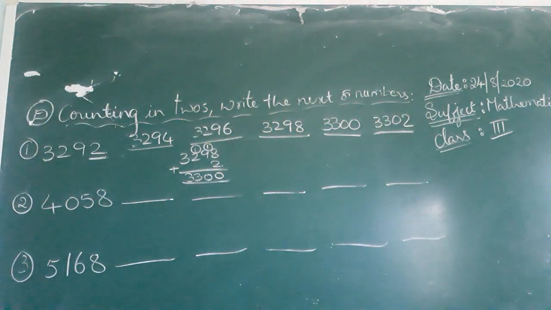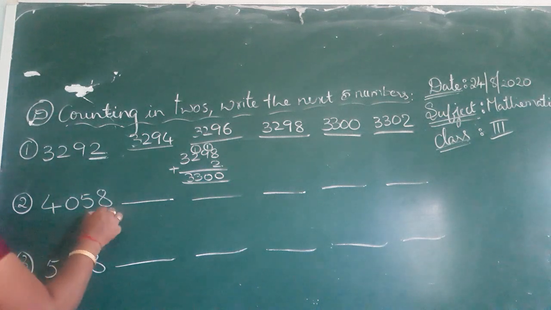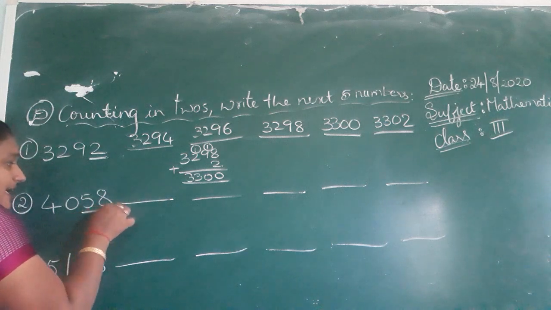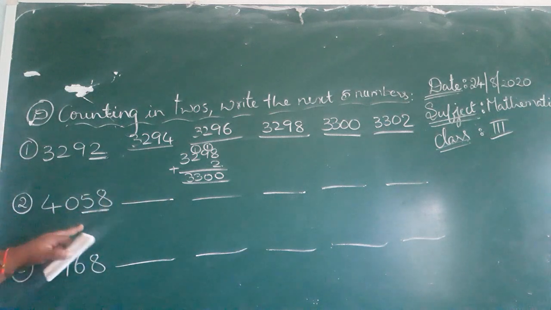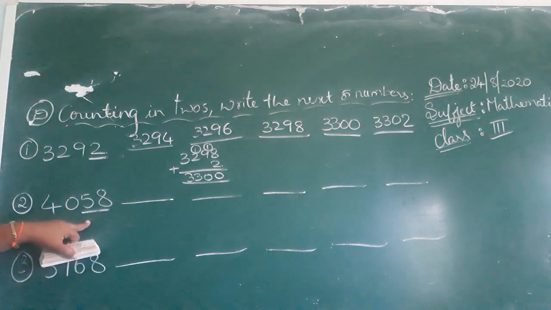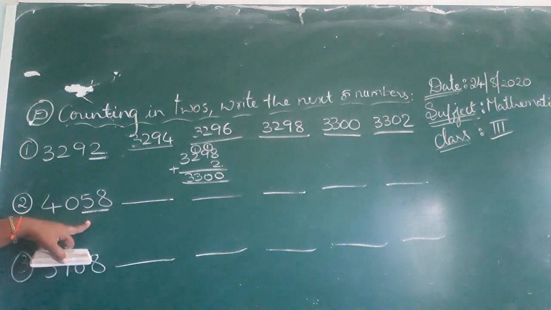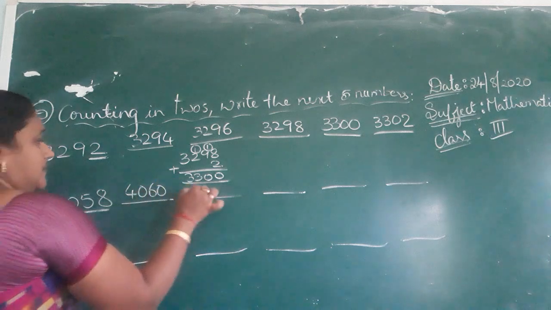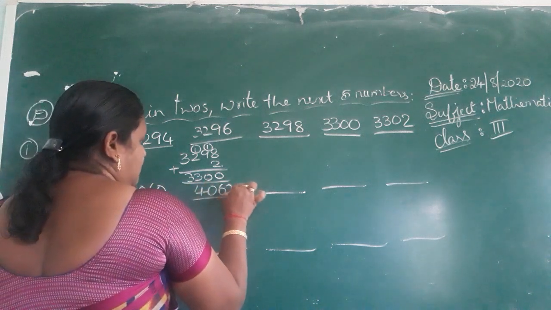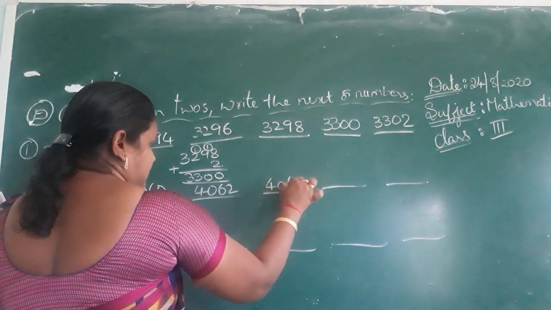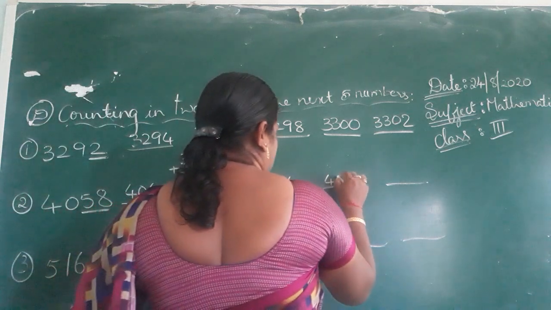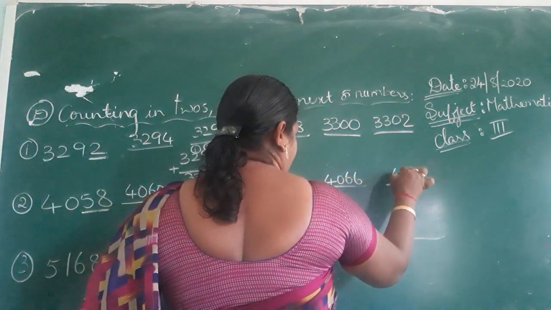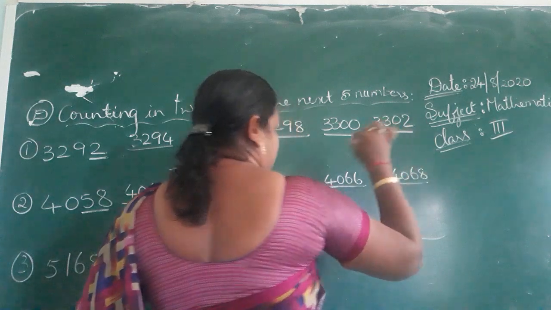Okay. See the next one. Here they given 58. So you have to add 2 to this given number. After adding 2 to that 58, you will get 60. So 4060, 4062, 4064, 4066, 4068. Like that you will write.